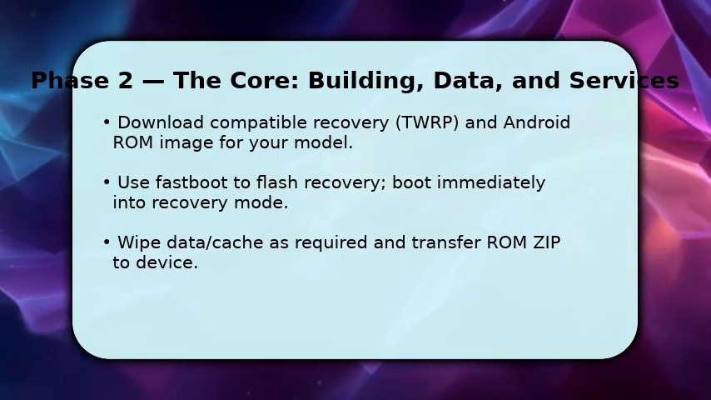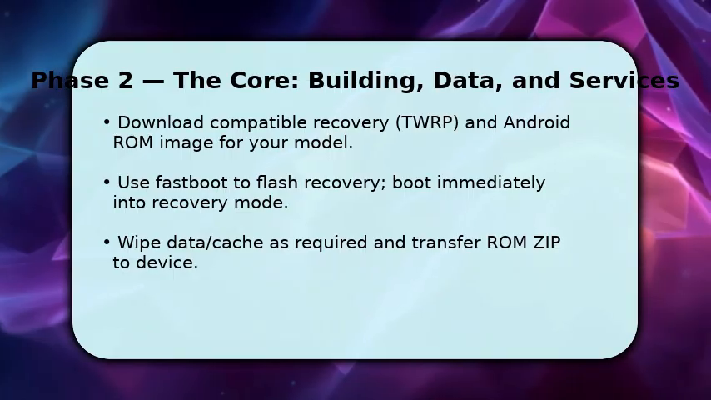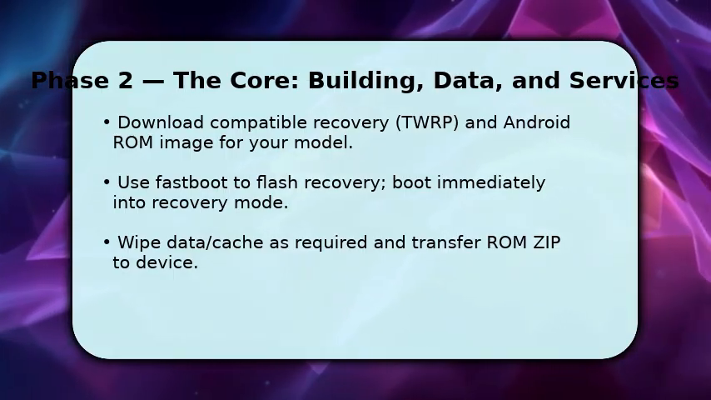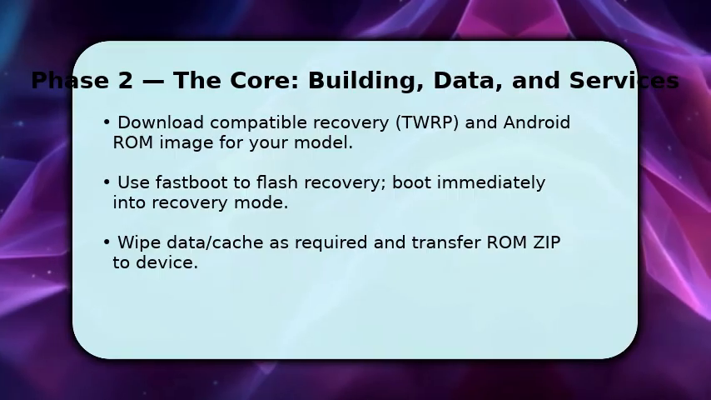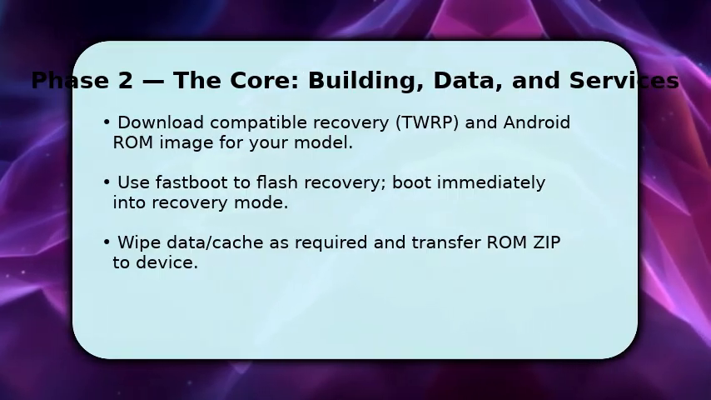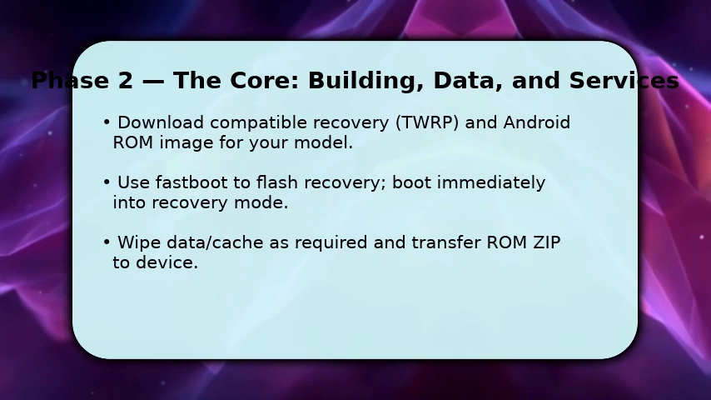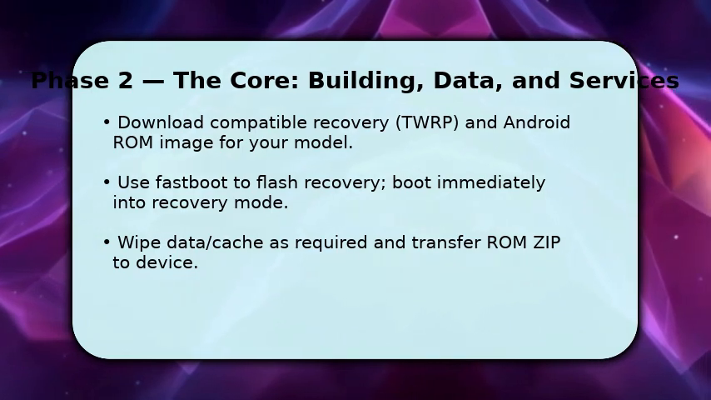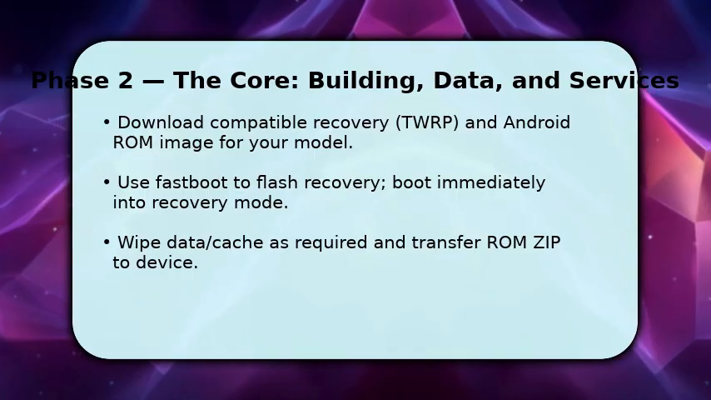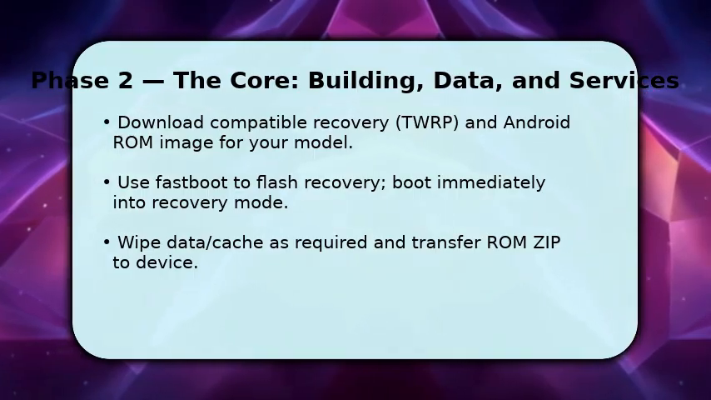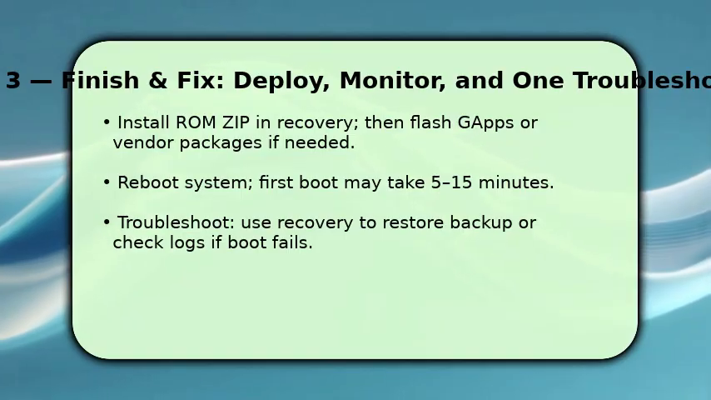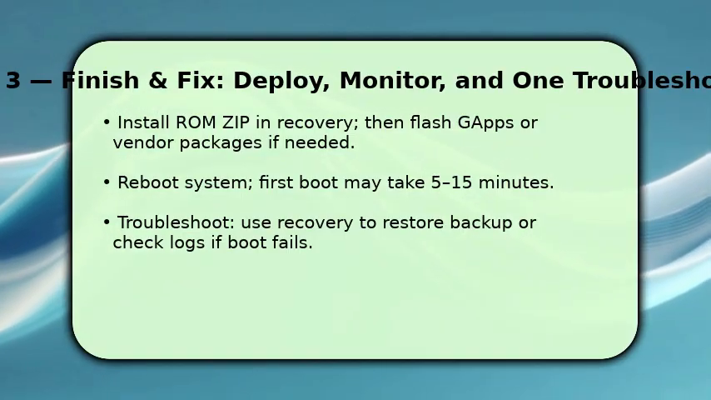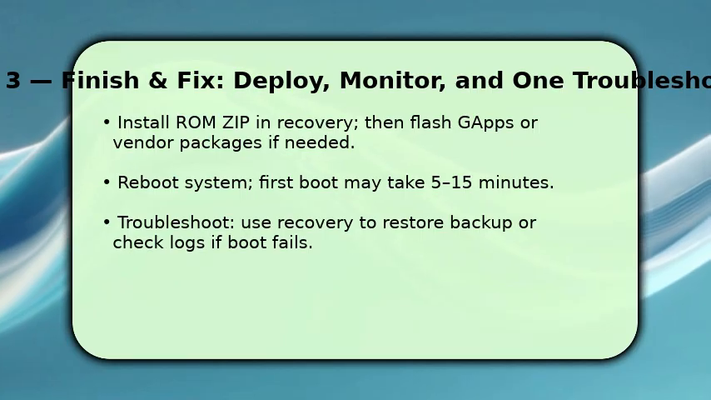In recovery, make a full Nandroid backup, then perform the required wipes, usually data and cache, so the new system installs cleanly. Next, sideload or transfer the ROM zip to the device and verify file integrity before proceeding with the install. You install the ROM zip in recovery using install or apply, and if needed, flash GApps or vendor packages immediately after, because package order matters.